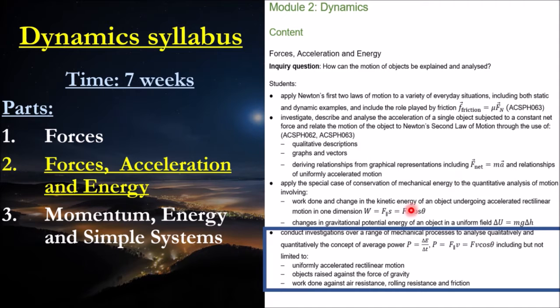Just to show you the dot point of reference here, this is the syllabus outcomes, and this was the dot point we're going to look into today. Our main focus is the scenario of uniform accelerated rectilinear motion, objects raised against the force of gravity, and work done against air resistance, rolling resistance, and friction. So let us begin.